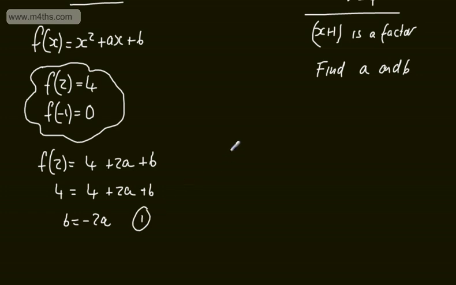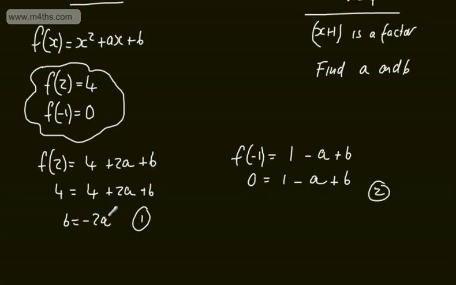Let's now look at f of minus 1. If we do f of minus 1, that will give me 1 minus a plus b. We know that this is going to be equal to 0. So we can say 0 is equal to 1 minus a plus b. We'll call this equation 2. So if we now sub in b equals minus 2a, what we'll have is equation 2: 0 is equal to 1 minus a minus 2a.